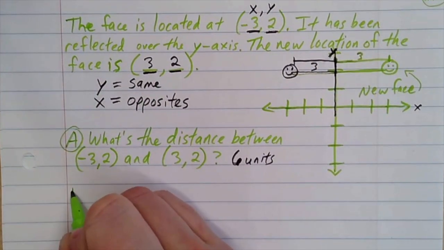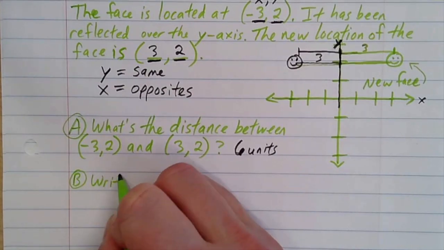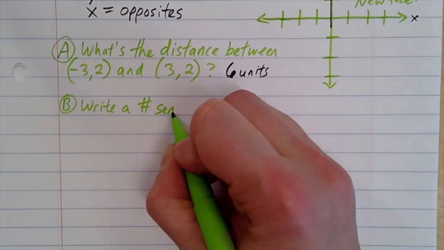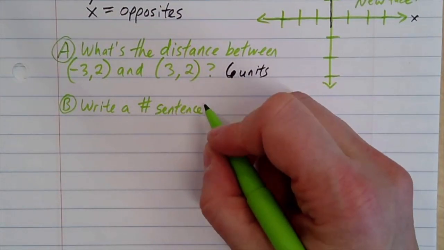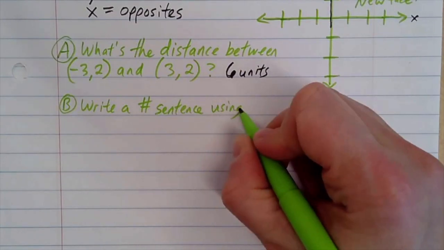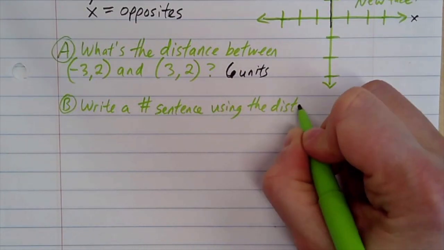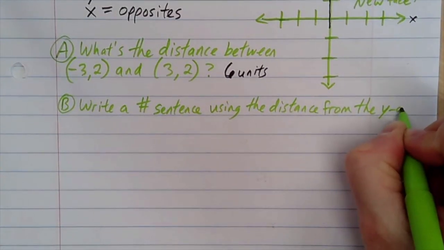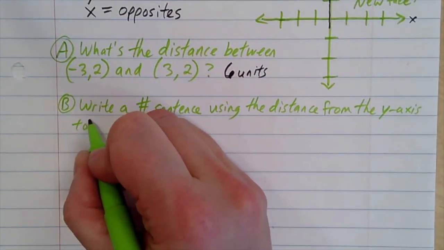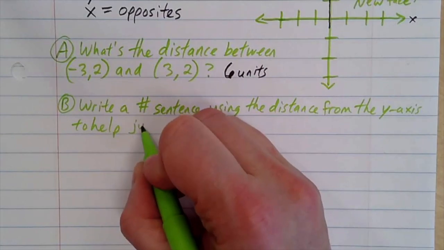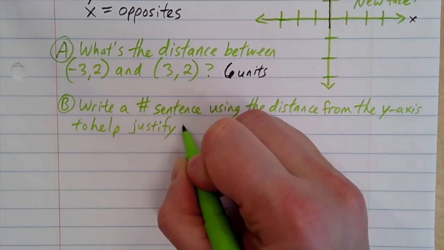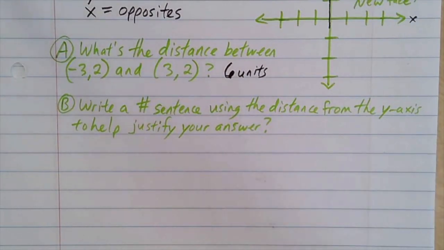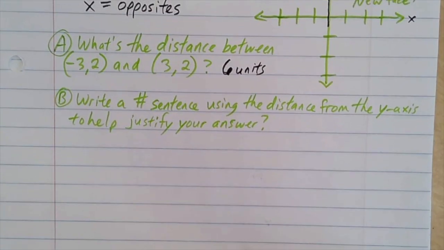Part B says, write a number sentence using the distance from the y-axis to help justify your answer. So the number sentence they're wanting you to write is like using the absolute value.